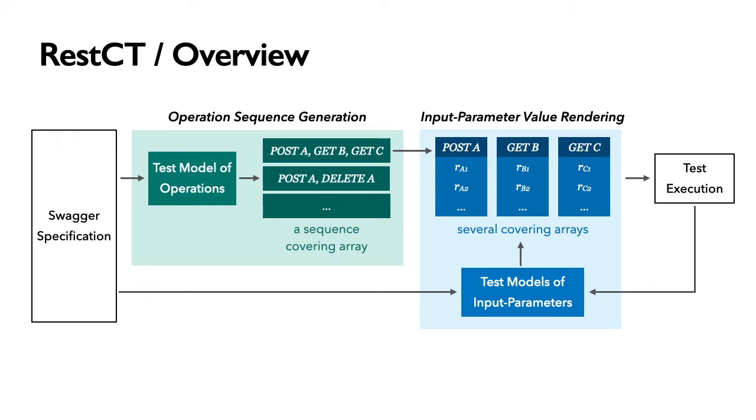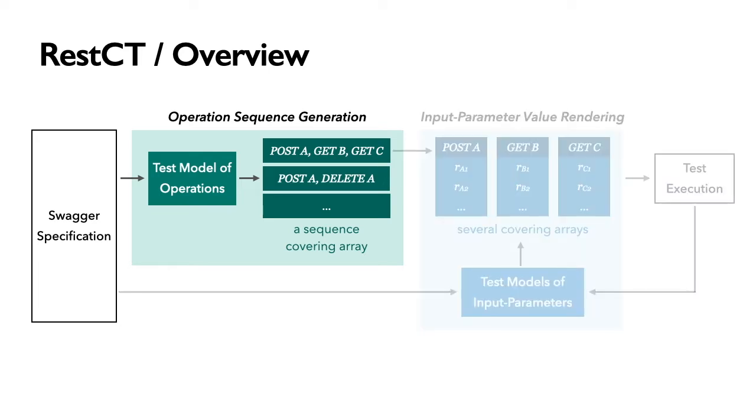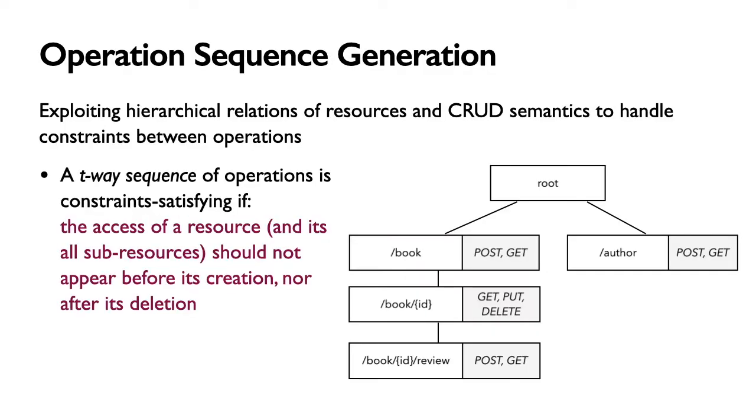Given a Swagger specification as input, REST-AT will use a two-phase strategy, including operation sequence generation and input parameter value rendering, to generate HTTP requests. The first phase is operation sequence generation. REST-AT seeks to model the input space of operations and generate a sequence covering array to determine the execution orders of operations. In this phase, it's easy to extract the available operations from the specification, and the problem is to handle the constraints between such operations.